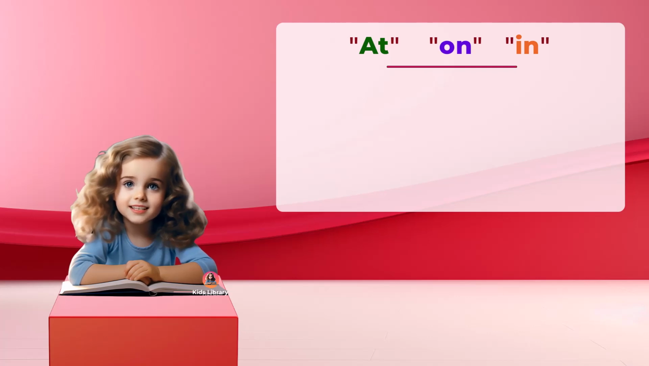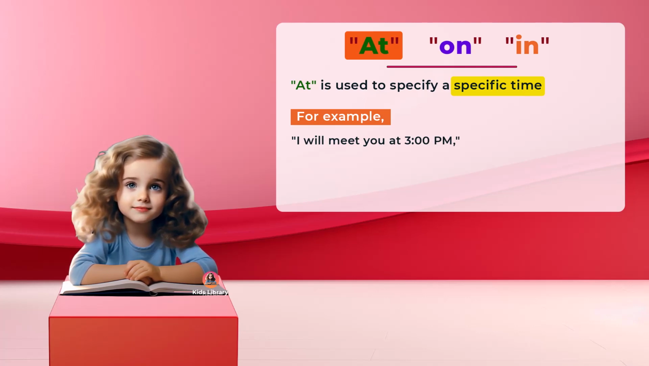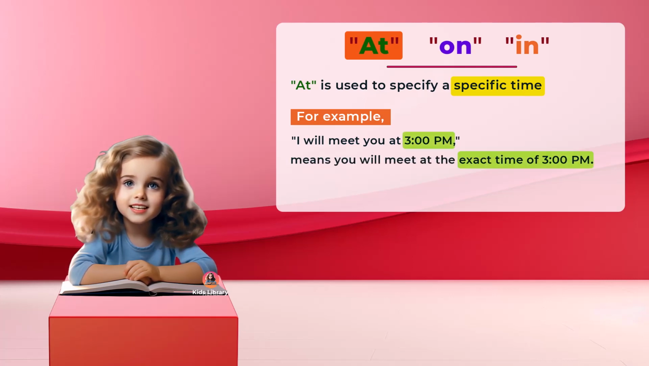On, and in. At is used to specify a specific time. For example, I will meet you at 3 p.m. I will meet you at 3 p.m. means you will meet at the exact time of 3 p.m.